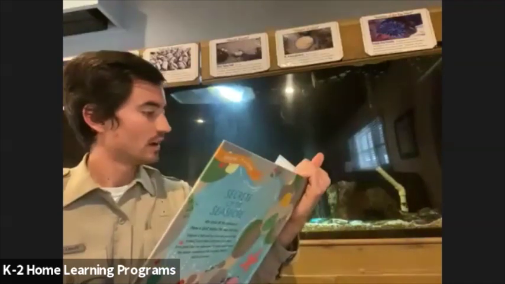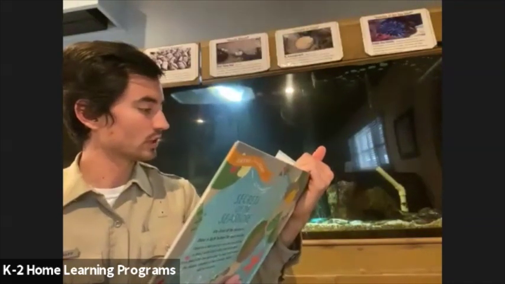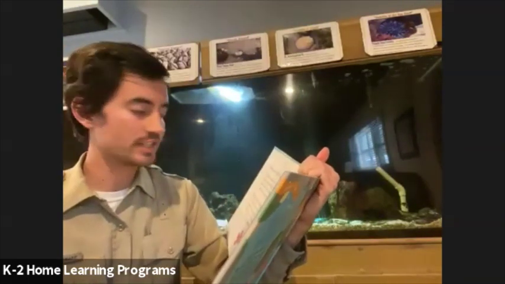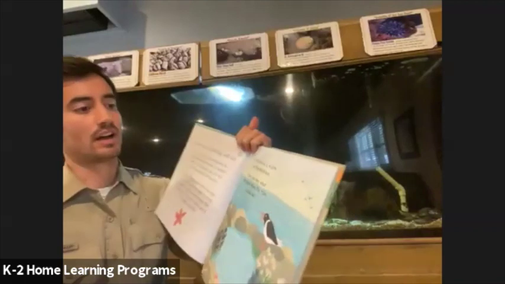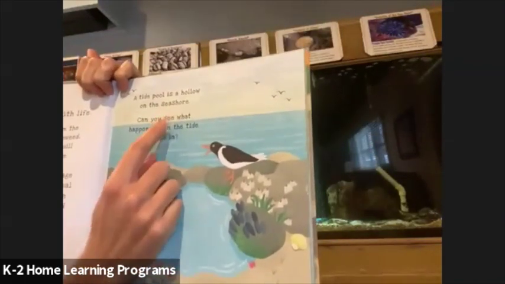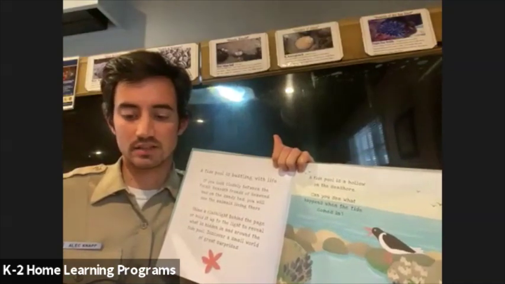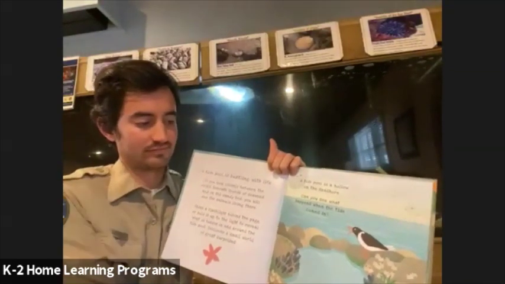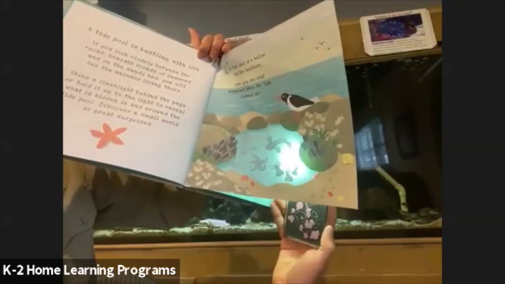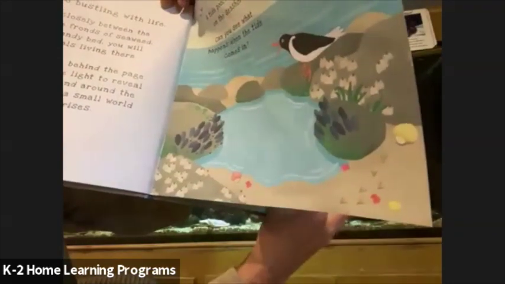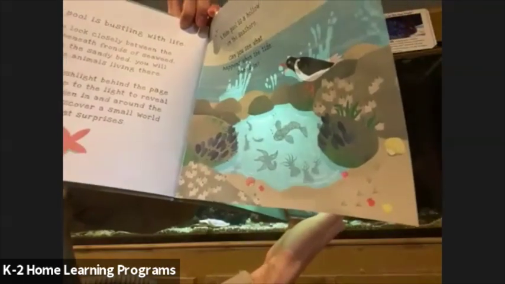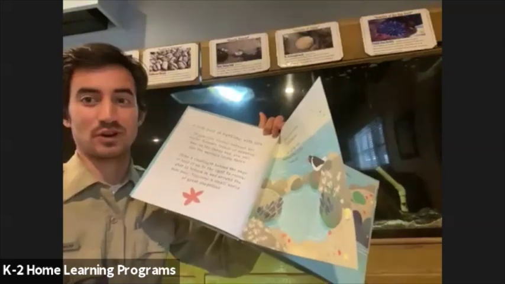All right. A tide pool is bustling with life. If you look closely between the rocks, beneath fronds of seaweed, and on the sandy bed, you will see the animals living there. A tide pool is a hollow on the seashore. Can you see what happens when the tide comes in? All right, so this is where the magic happens. Oh, can you see the creatures that live inside? Pretty cool, right? Special effects in books. Impressive.